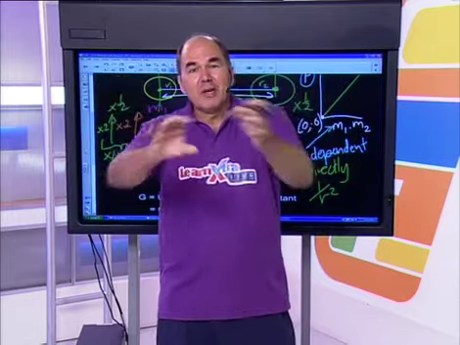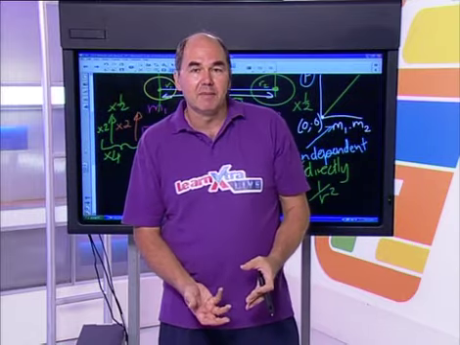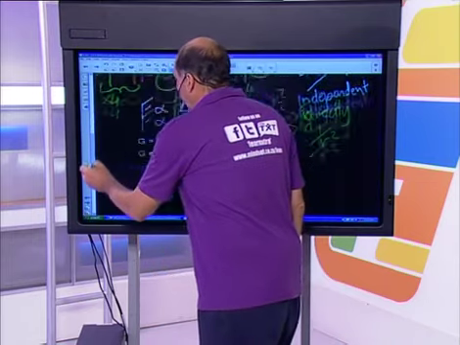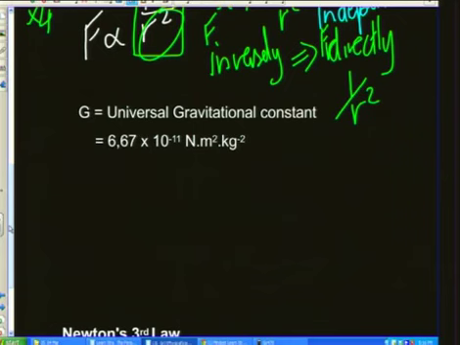Now, you're going to say to me, but guys, I don't want to deal with these proportional signs all over the place. I want to have an equal sign. And so in physics, when we have proportional signs, we can change them to equal signs if we introduce a constant. So we can now say the formula looks like this.